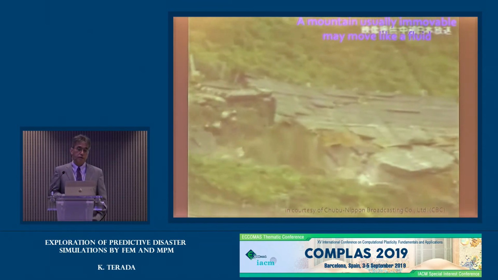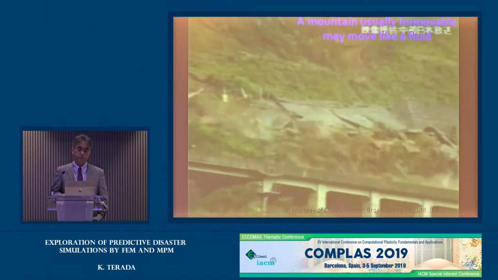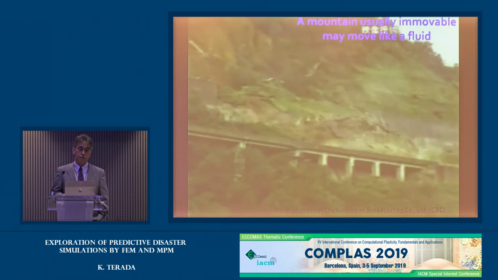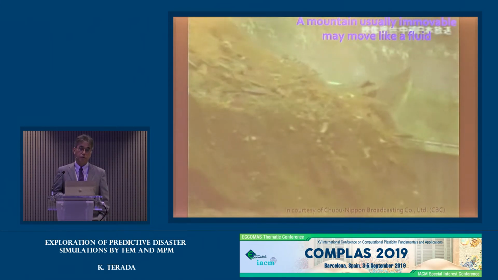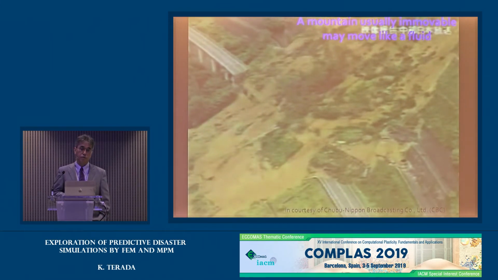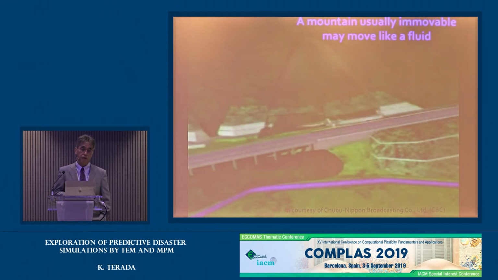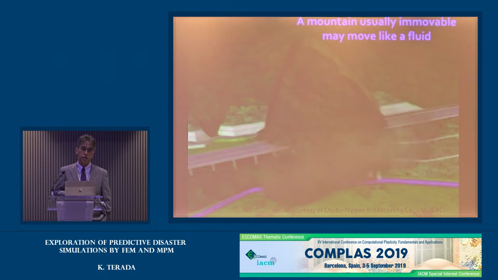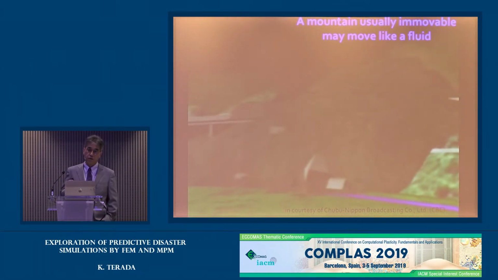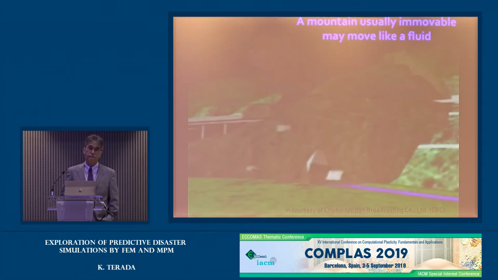So this is actually a landslide which occurred in Japan. Then, as you can see, we had the catastrophic failure. An important aspect here is that the solid structure made of soil can flow as a fluid. This is one of the phenomena we are concerned with today.